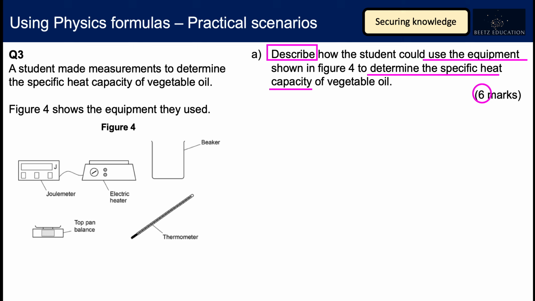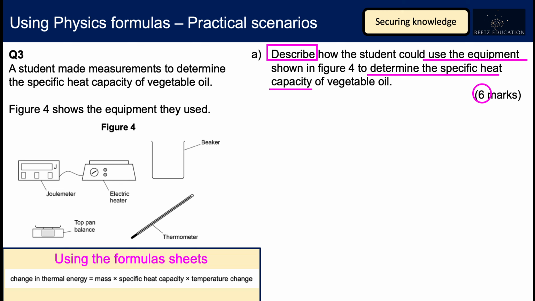So, first thing I would do, look at my physics formulas sheet, and I'd find an equation like this one with specific heat capacity in it. So that's the quantity that I need to be able to calculate through a series of measurements using the equipment shown in figure 4. So to begin with then, if I'm trying to determine the specific heat capacity of vegetable oil, I'm going to need to measure the mass of that vegetable oil.